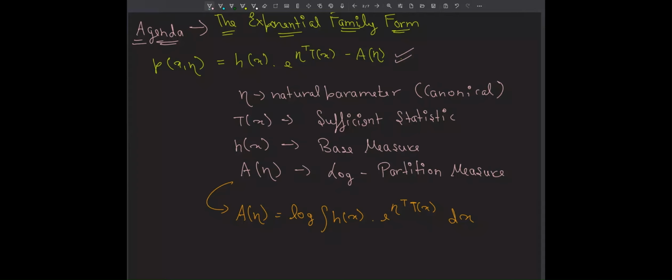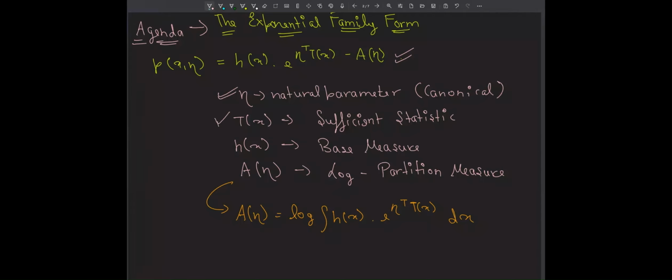The first thing is eta, the natural parameter, or you can also call it the canonical parameter. Think of it as the dual version of your usual parameter. Instead of working with the mean or the variance directly, we work with a transformation of them. We will see exactly what that looks like in a second.